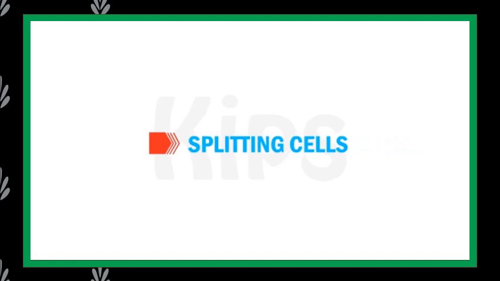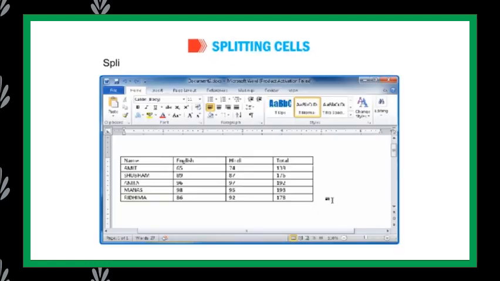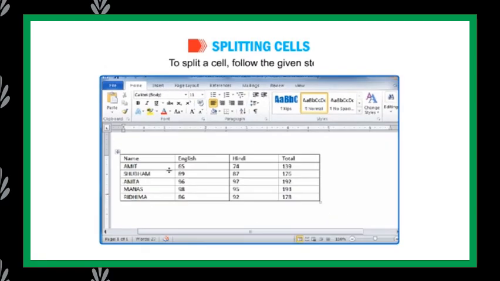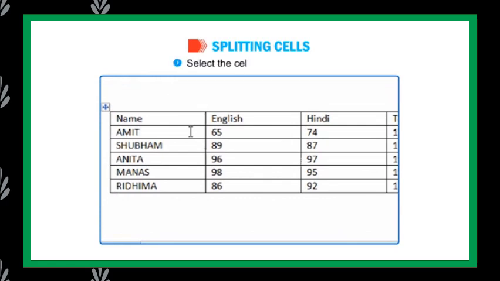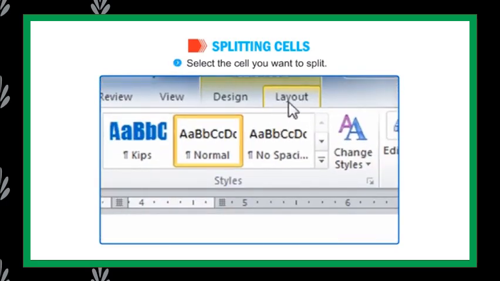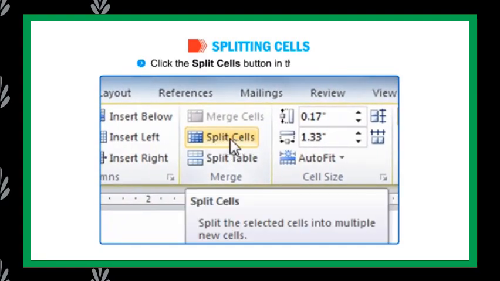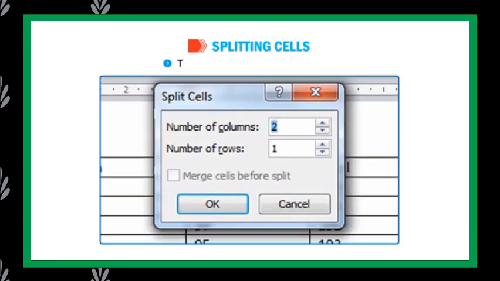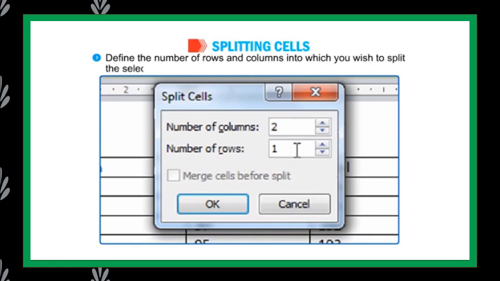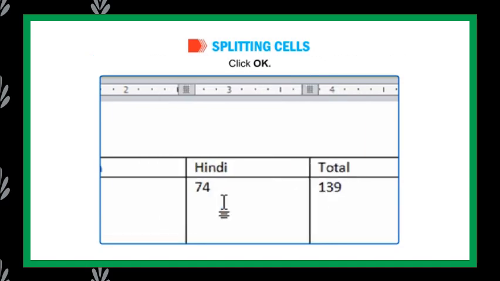Let us talk about splitting cells. Splitting a cell means dividing the selected cell into separate cells. To split a cell, follow the given steps. Select the cell you want to split. Click the Layout tab. Click on the Split Cells button in the Merge group. The Split Cells dialog box appears. Define the number of rows and columns into which you wish to split the selected cell in the respective spin boxes. Click OK.